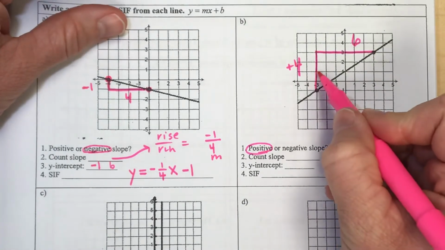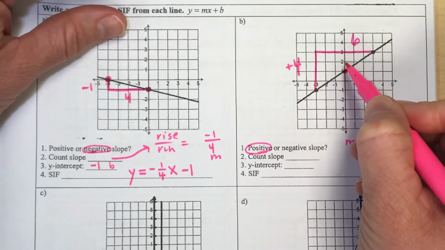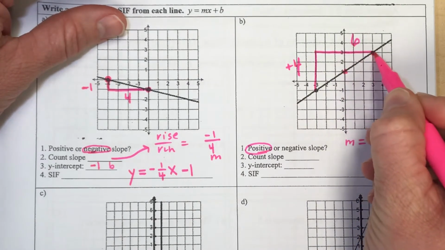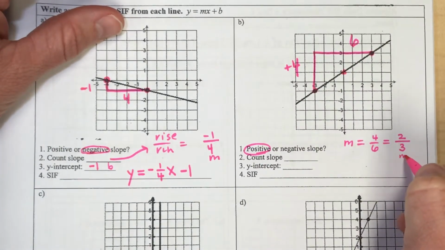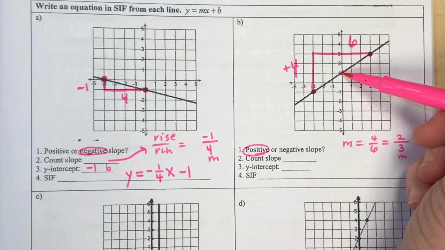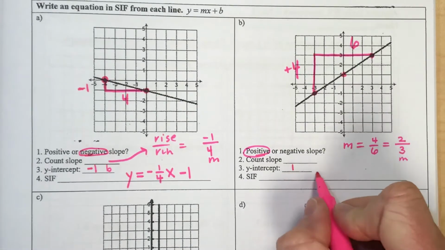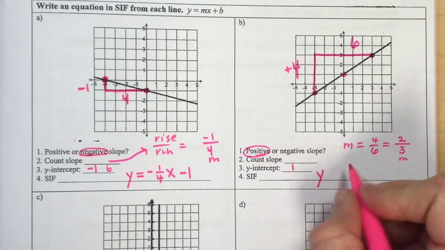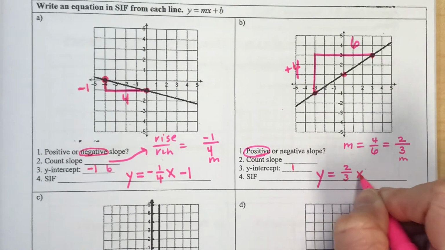So up 1, 2, over 1, 2, 3. Yes, that is a point on my graph. And up 2 over 3. Yes, that is the other point on my graph. So my slope is 2/3. The y-intercept, which is the value where your line crosses the y-axis, is at +1. And now I know my m and my b, so y equals mx plus b would be y = 2/3 x + 1.